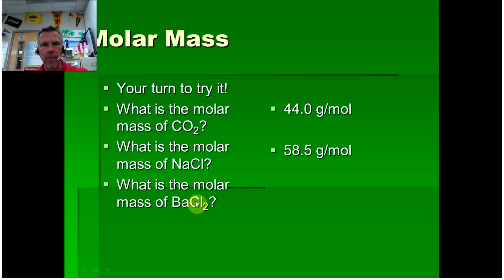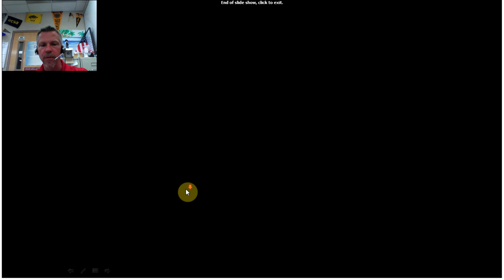What about barium chloride? Slightly more interesting. Same process. You're going to need the mass for barium and the mass for chlorine. The formula tells you there's 1 barium and 2 chlorines, so you'll add together the mass of 1 barium and 2 times the mass of chlorine, which should give you 208.3 grams per mole. That is the molar mass of barium chloride.